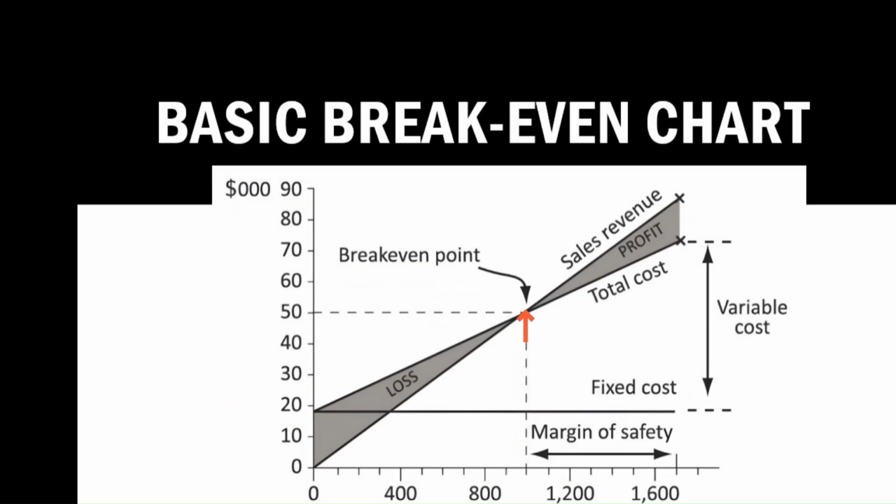The point where they meet is the break-even point, 1,000 units. Below BEP, the company is in loss. Above BEP, it is in profit. With forecast sales of 1,700 units, the profit area is highlighted. The gap between forecast and break-even sales is the margin of safety, which we'll revisit later.